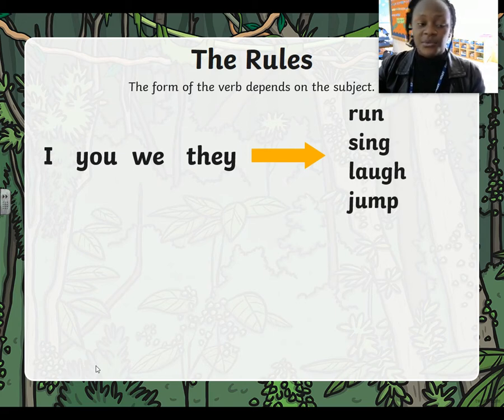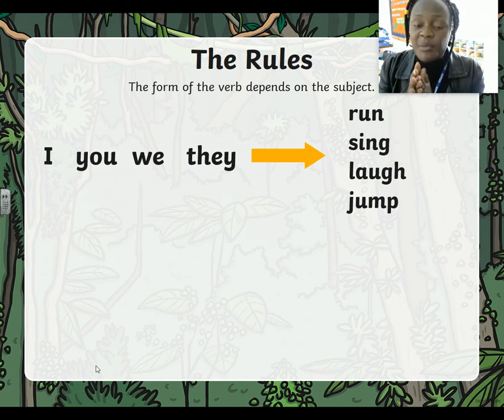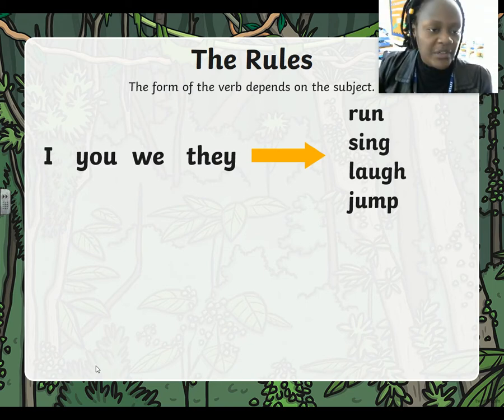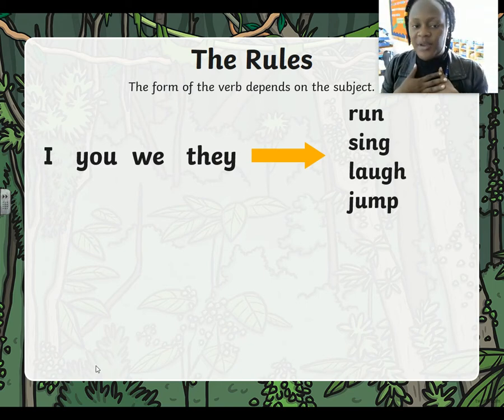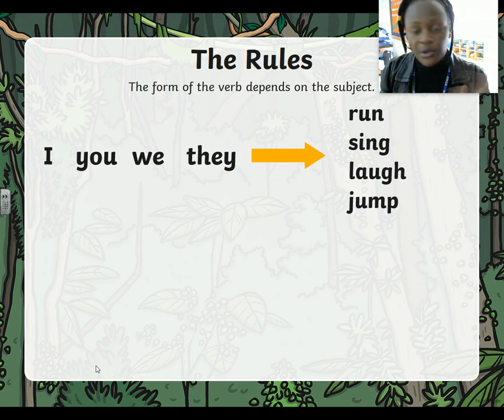If we're talking about yourself, or someone next to you, or a group of people that you are also part of, or other people that are over there, for example you say, I run, you sing, we laugh, they jump. So you're not going to add S or ES at all. They're going to stay like that.